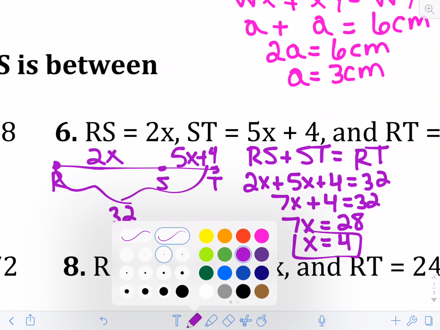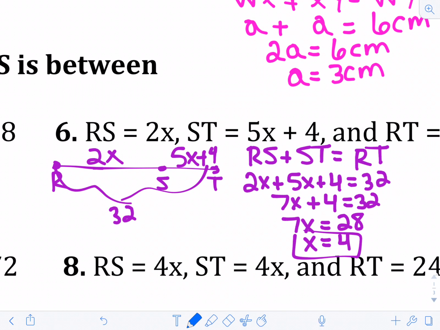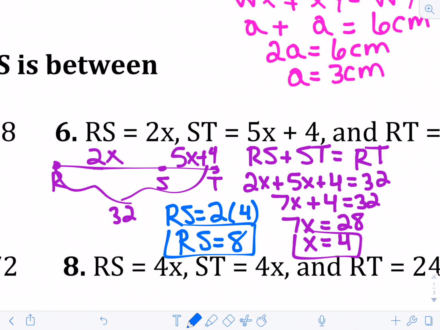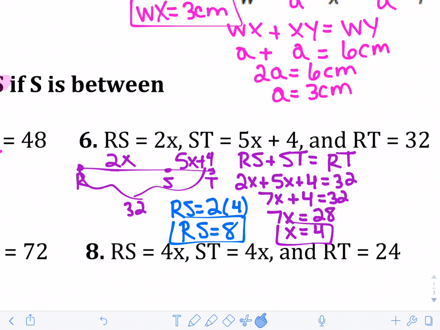And again, that's half of it. The other half that you have to do is figure out what RS is equal to. RS is 2x, so 2 times 4 will give us 8. So RS is equal to 8. And again, I know that I'm writing this stuff down fast. You can always pause it, rewind it, watch it as many times as you need to.